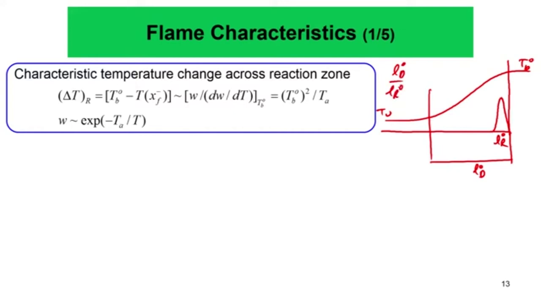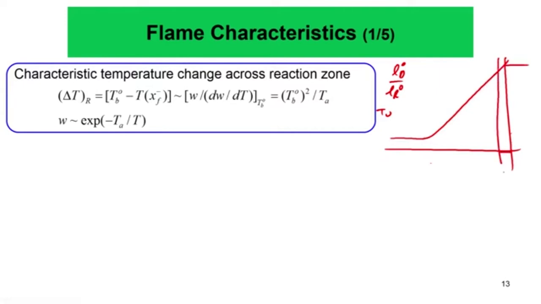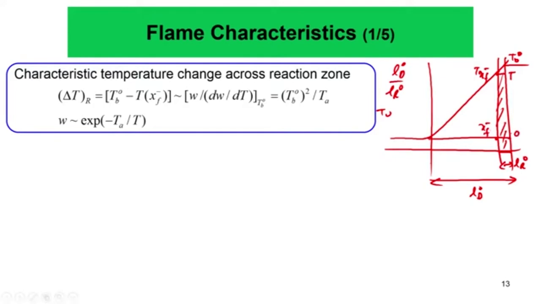Okay. So, then we have to find out basically LR0, what is it? LR0 we go into this simpler description, that is the flame sheet limit, where we consider there is a finite thickness, but we do not resolve the structure. So, this is your LD0, this is your LR0. Then by similarity of the triangles here, we can say that this is your TB0 and this is your T at XF minus, which is just prior to the flame, and this is basically your reaction zone.